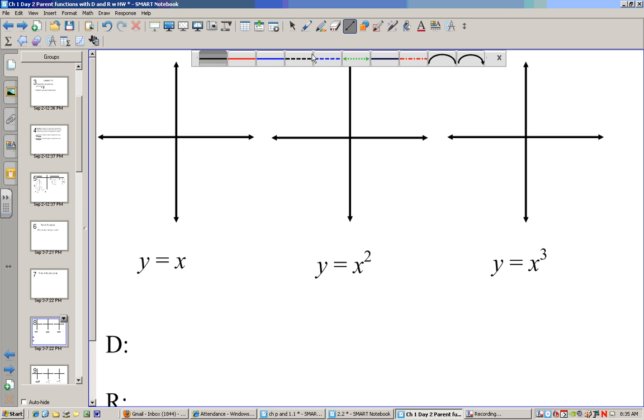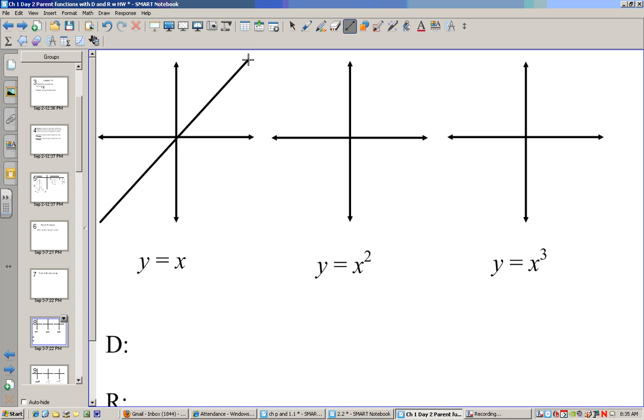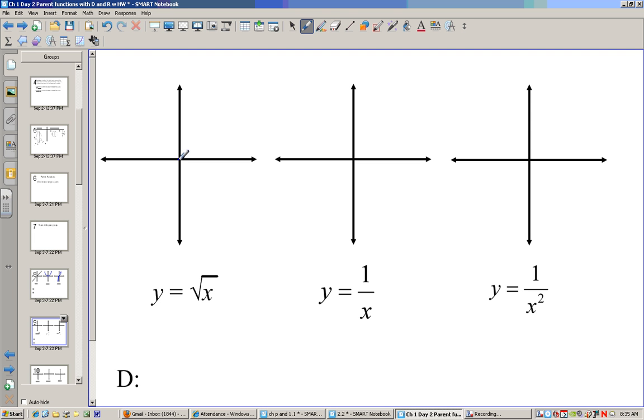Y equals x is just a straight line going through the origin. Y equals x squared is going to be a parabola that goes through the origin. Y equals x cubed is going to look something like this. Square root of x is going to look something like that. 1 over x is going to be in the upper right quadrant, quadrant 1, and then quadrant 3. 1 over x squared is going to look like this.